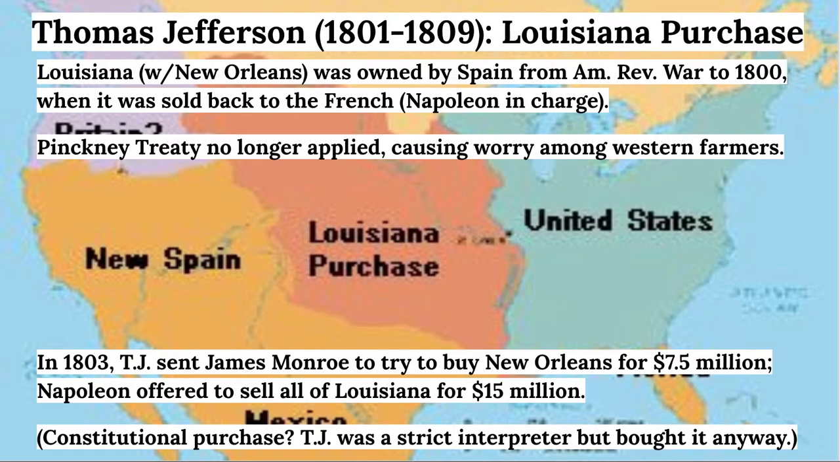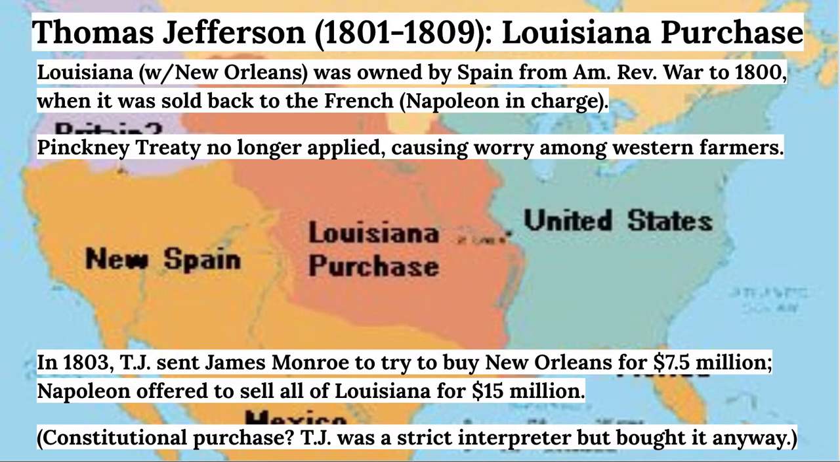So meanwhile, back in the U.S., there's some other foreign affairs issues going on for Thomas Jefferson. We know Louisiana and New Orleans was originally controlled by Spain, right? And we made the Pinckney Treaty with Spain, allowing us to use the port of New Orleans and whatnot. Well, in 1800, Spain sells all of Louisiana, including New Orleans, back to the French. And this is the French with Napoleon in charge at this point. So the Pinckney Treaty no longer applies because it's a treaty with Spain, not with France. So Napoleon does not have to honor that treaty.